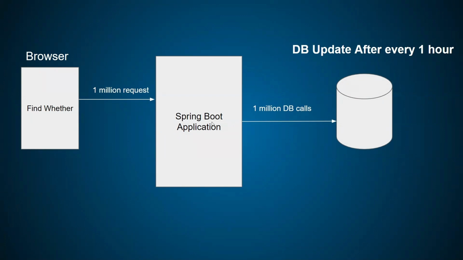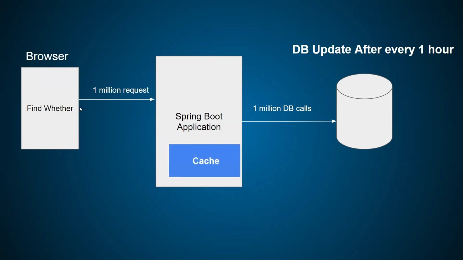Next thing is, see here, what is the problem? So let's say 1 million requests are coming to get the weather data. So the Spring Boot application again will call the database. How many times? 1 million times. Now if it is hitting the database 1 million times, definitely the database will crash or the performance will get slow. Then what is the solution for this? Let me tell you. So in that case, we can use the cache.